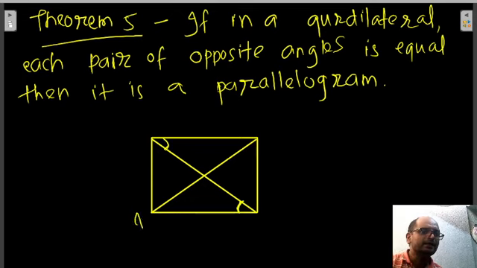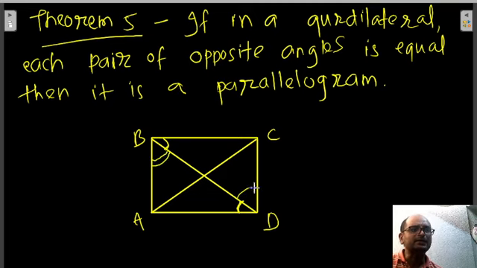Okay, let me name this parallelogram A, B, C, D. This pair of the opposite angles is equal. See, this is one pair of opposite angles. The other pair of the opposite angles is this one, right? This one is the other pair. If both are equal, then it is called a parallelogram. That is what this theorem is telling.